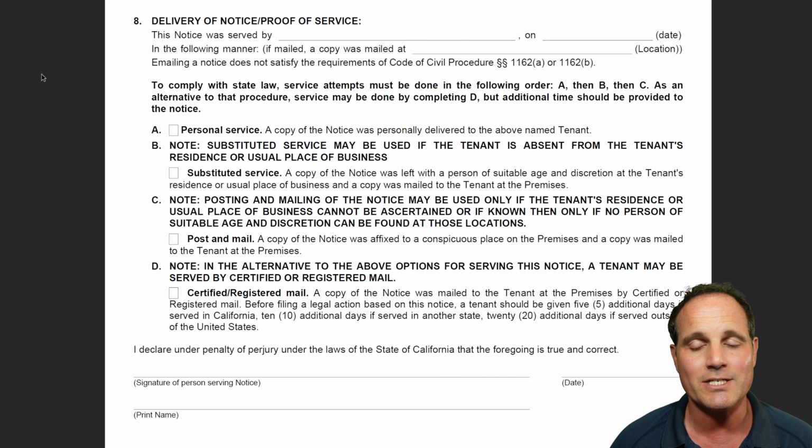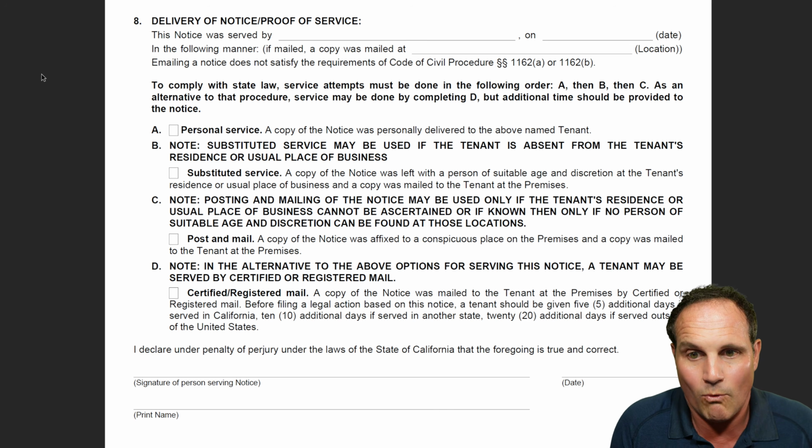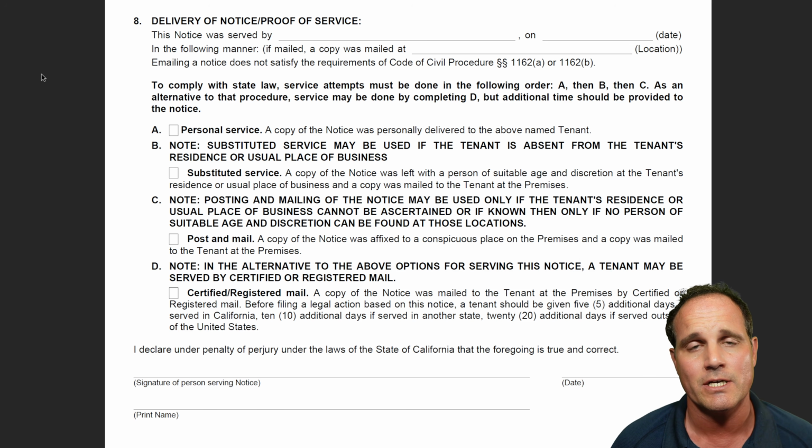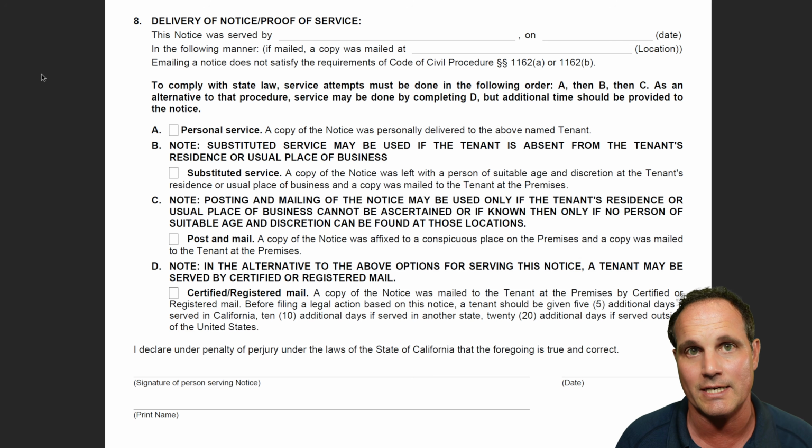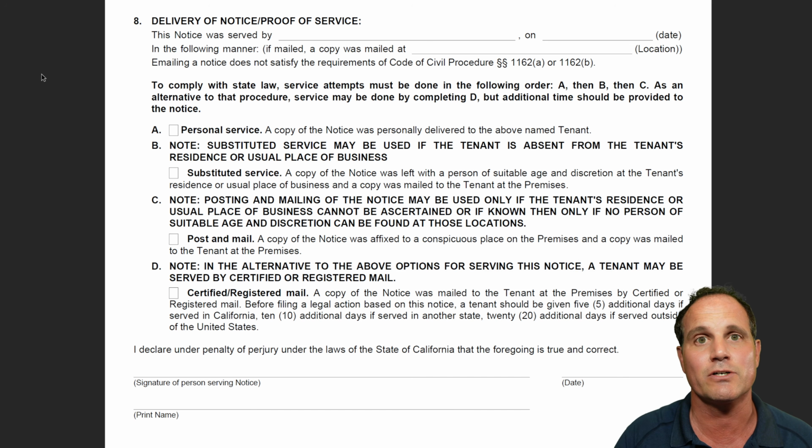Now, if you're going to go this route, you can see here it says that it takes additional time for the notice. So what was a 60-day notice would become a 65-day notice. Just bear that in mind. If it's in another state, it's another 10 days. And if it's outside the US, it's 20 additional days. So you go one or the other. So that is proper service of the notice to terminate tenancy.